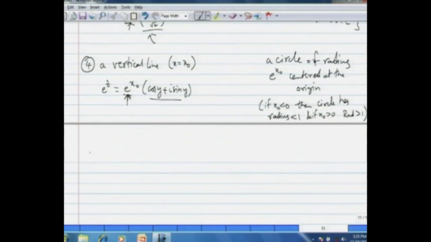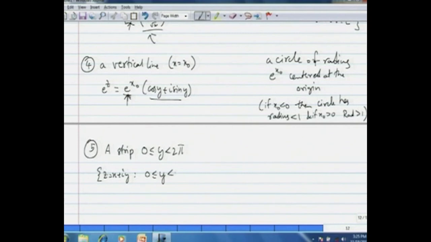Okay. So, next we have the image of a strip. Now we will look at the image of regions. Okay. So, the image of a strip 0 ≤ y < 2π. Okay. So, this is essentially the set z = x + iy such that y is in between 0 and 2π.